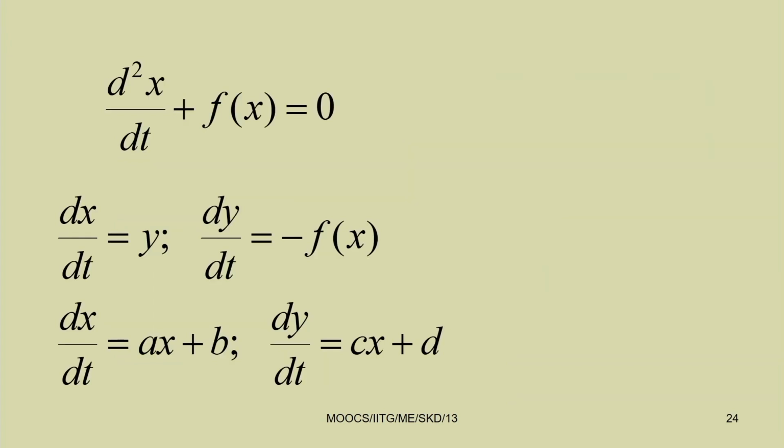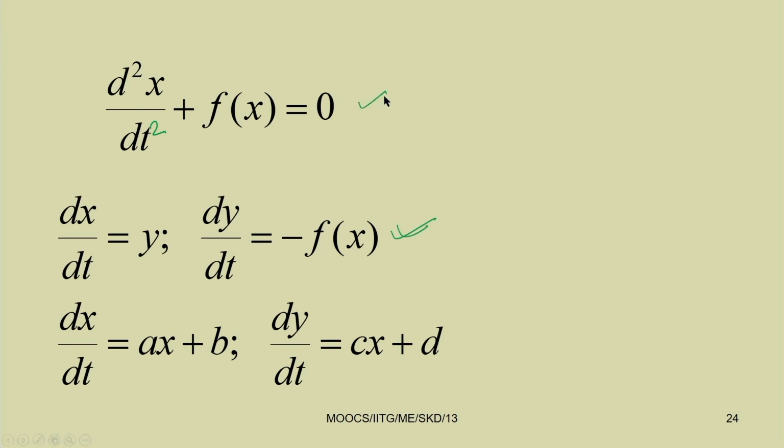Now let us see. If you have any generalized equation d square x by dt square plus f(x) equal to 0, you can always write this equation using two first order equations. For example, if you take dx by dt equal to y, then dy by dt will be equal to d square x by dt square, which is nothing but minus f(x). This way you have written two first order equations for a given second order equation.